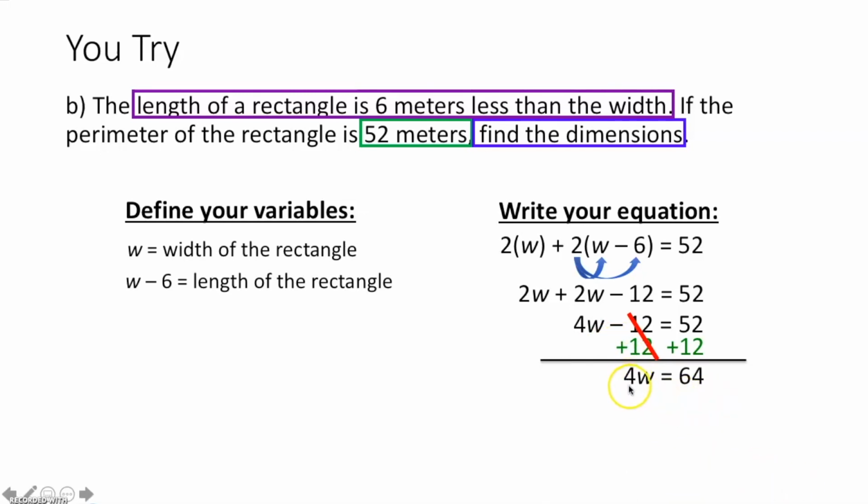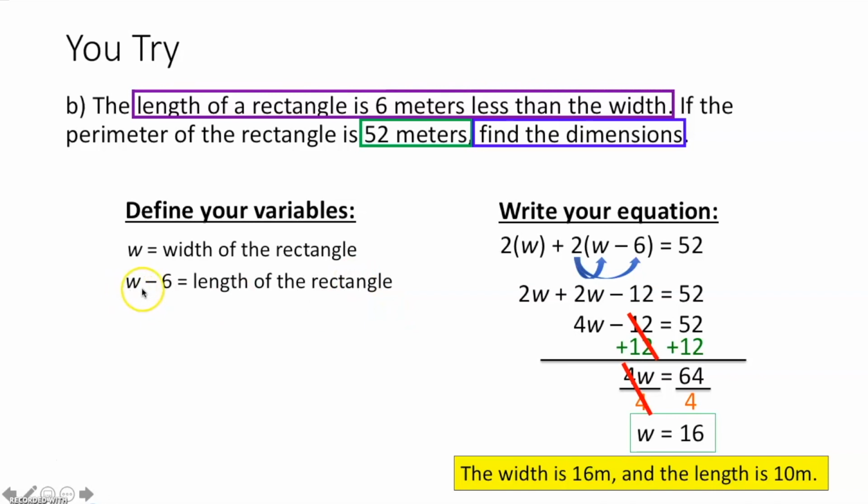Now to get rid of this 4, all the constants have got to go to the right. Instead of multiplying it by 4, I divide by 4 on both sides. These cancel out. I'm left with W is equal to 16. Do not just leave this as your answer. Since it's a word problem, you write your answer as a sentence. W equals 16 means the width of the rectangle is 16 meters, and the length is going to be 16 minus 6, which is 10 meters.